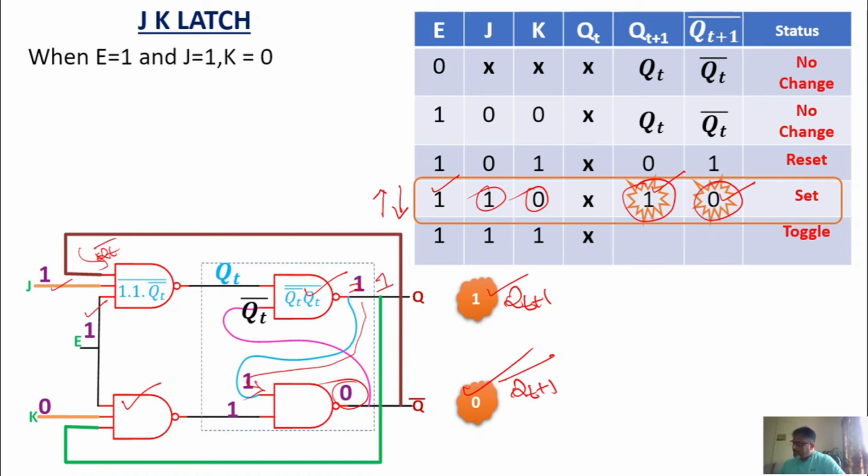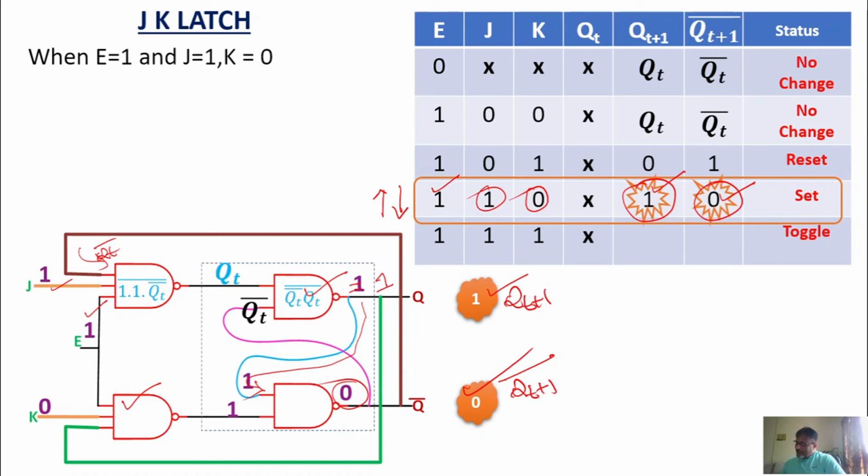So one thing you can understand: when J is equal to 0, K is equal to 1, it is reset. And when J is equal to 1, K is equal to 0, it is called set, which you can see from this. Hope you are understanding this.